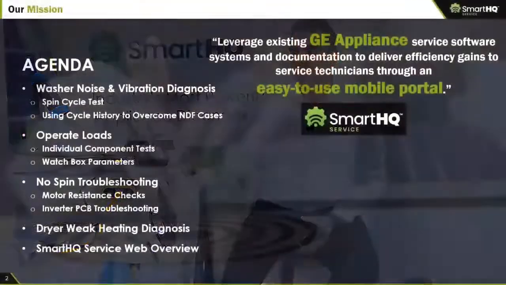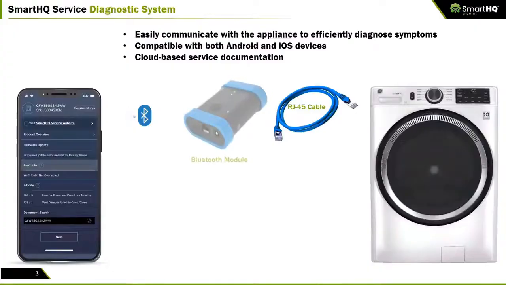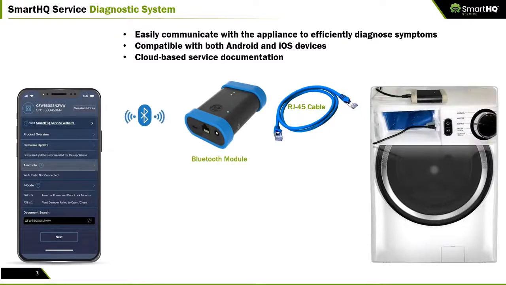All right, my friends, so let's go ahead and move on here. And for those of you that may have never seen this system before, at the heart of the system is the Bluetooth module. And this is what's going to help us communicate between the appliance and our mobile device via Bluetooth, right? So all you need to do is connect that Bluetooth module using an RJ45 cable to the Ethernet port on the appliance. In this case, on washing machines, the port is located in the front, right? Very, very easy to access it.